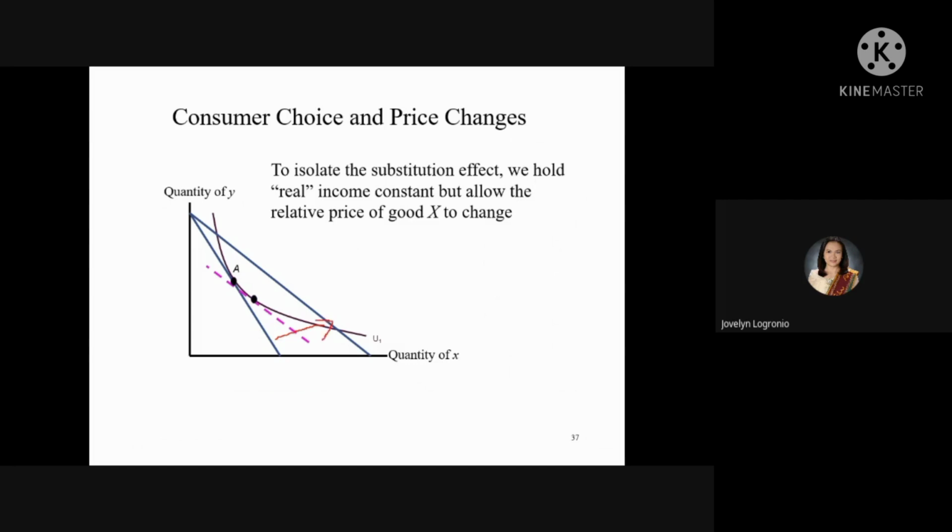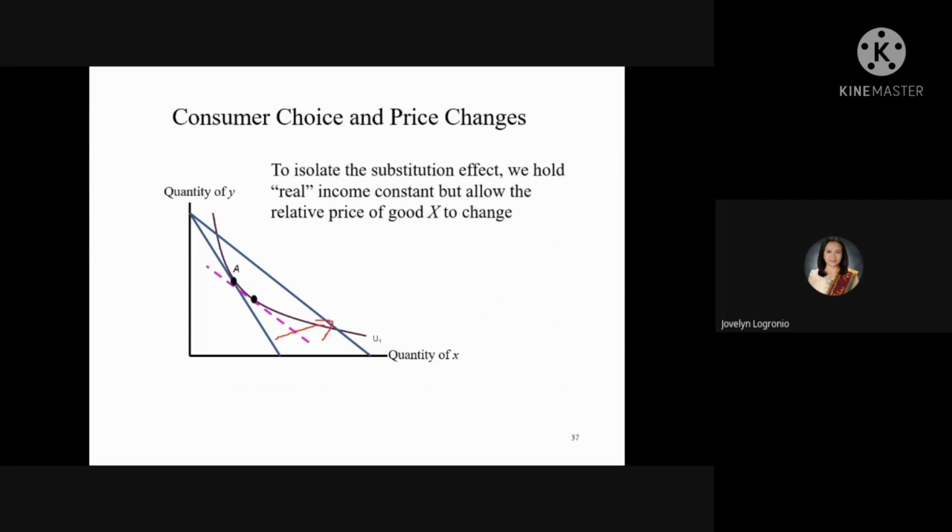So initially, from our earlier discussion, the initial optimum bundle of X and Y for a consumer is at point B. Ibig sabihin, that is before the price of good X falls.